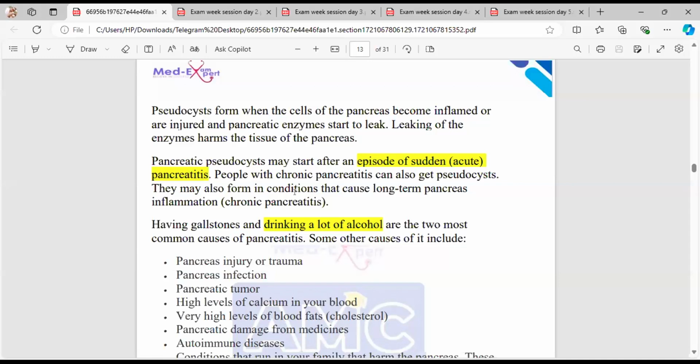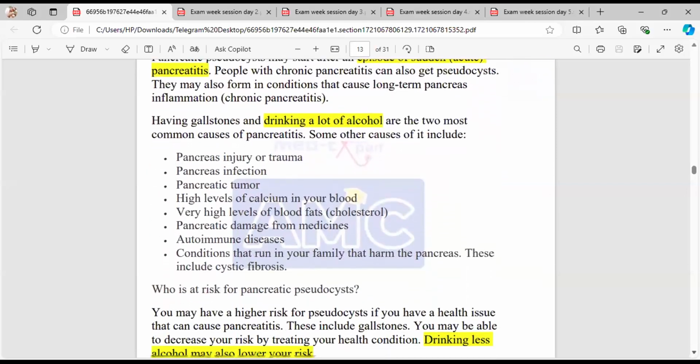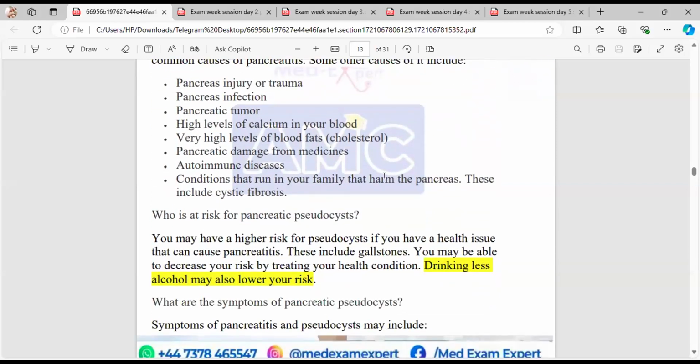So from these catching points, we will say that maybe this is cirrhosis. Maybe this question is related to cirrhosis and they are asking the management. But in the options, they are asking the investigations. Now let's see some other causes as well.